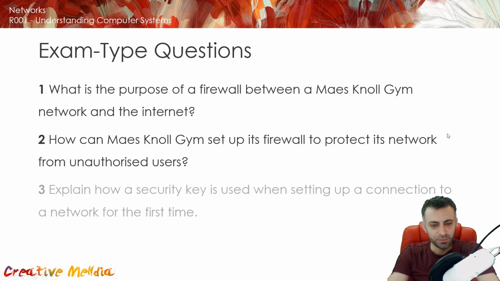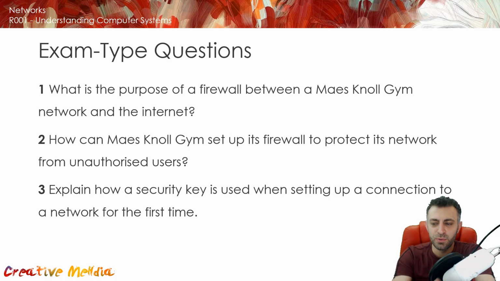Right, last one. Let's have a look. Explain how a security key is used when setting up a connection to a network for the first time. So you're one of the members of Maes Knoll gym. You want to connect to their network. Going on your phone, you find the MK gym. You click on it. It will ask you for a security key, for a password. The very first time that you put this in, it will remember it from now on, and then it's a known network to your device, and your device is a known device to the network. So this is how it's used for the first time.